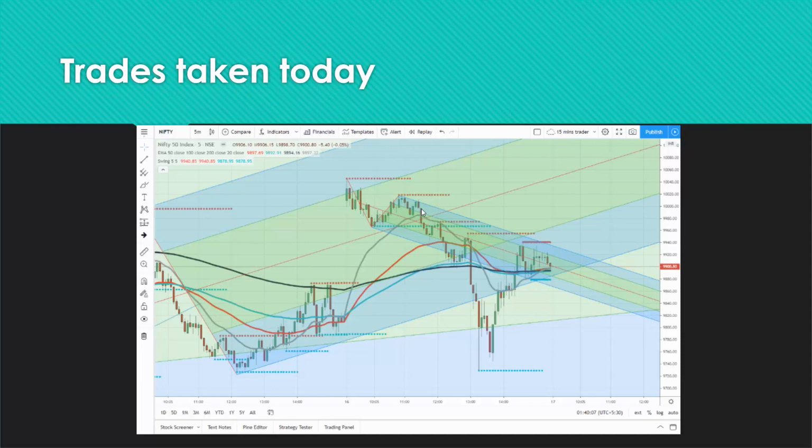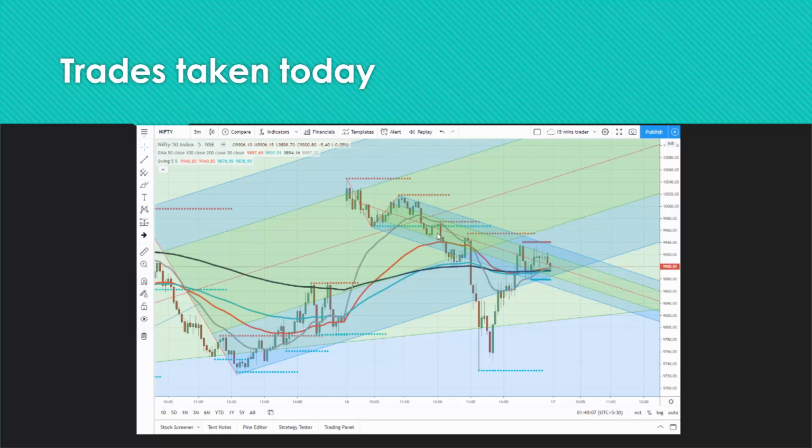Again we bought 9900 put over here. You can see this push happening. We should have booked profit once here. That was not done. You can see this channel. Once this blue channel is set, you can book your profits.